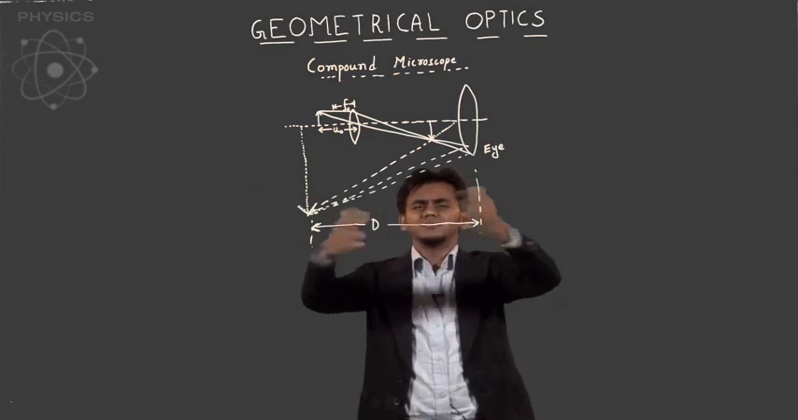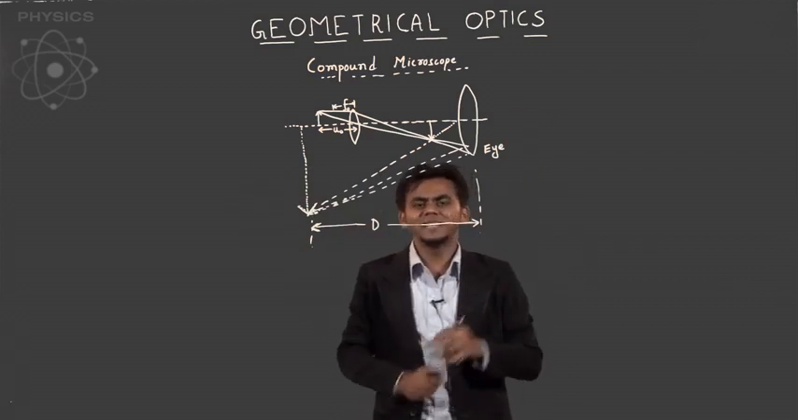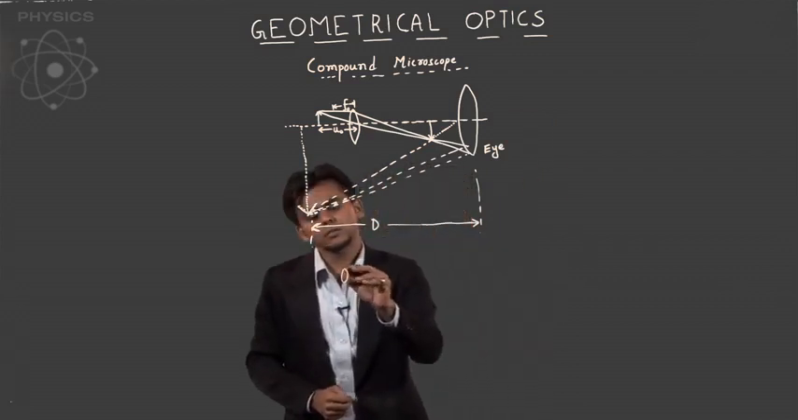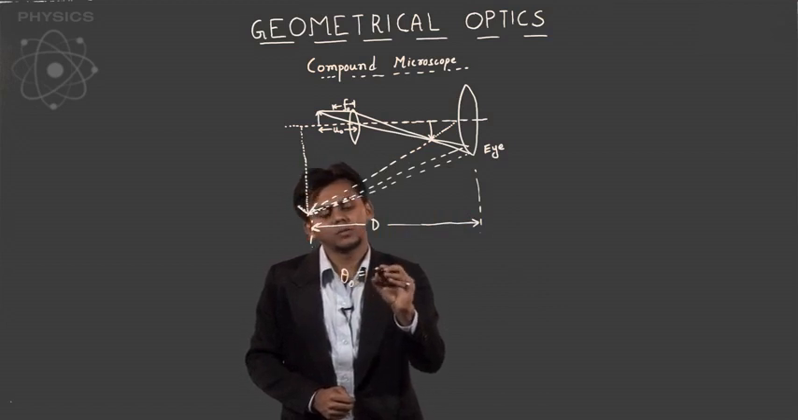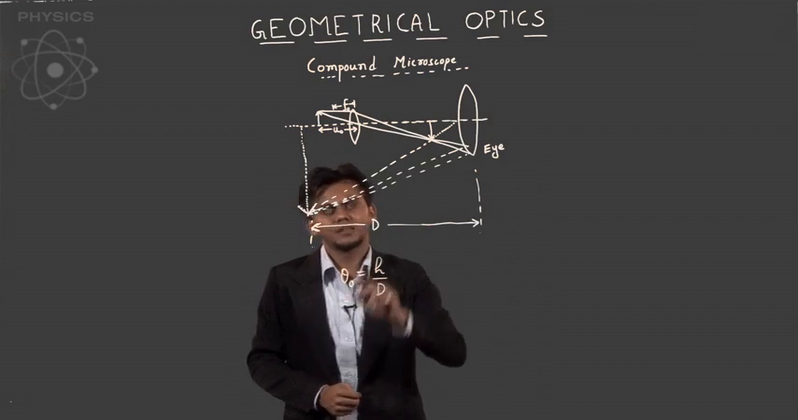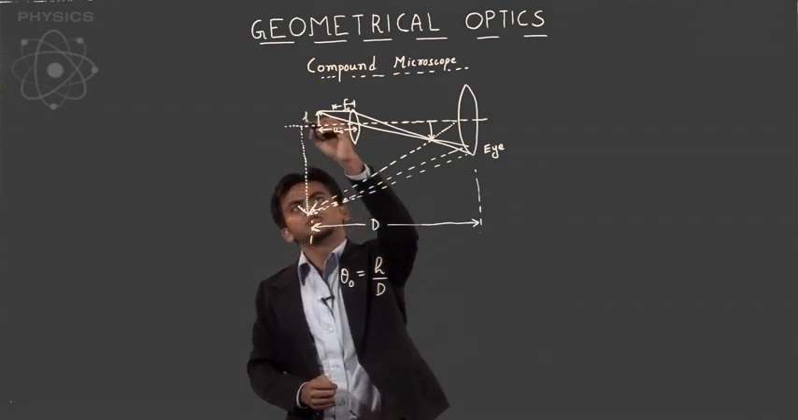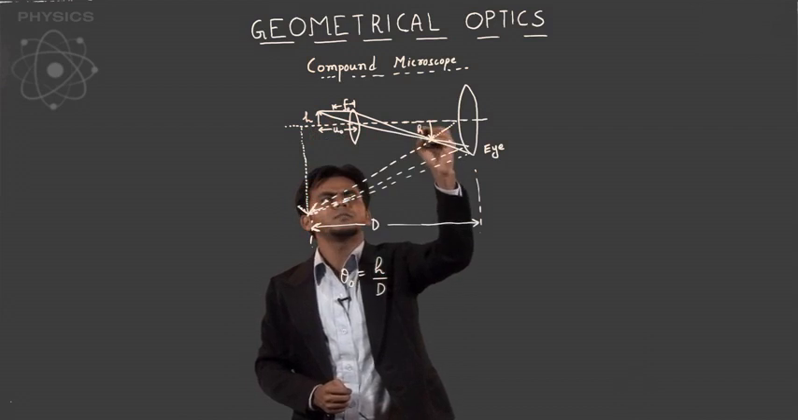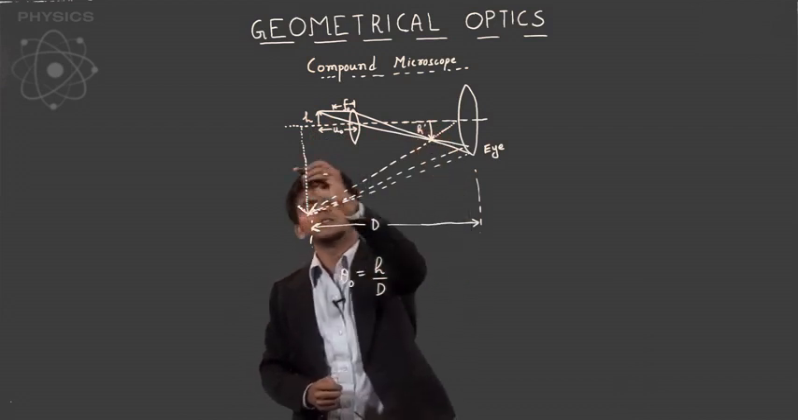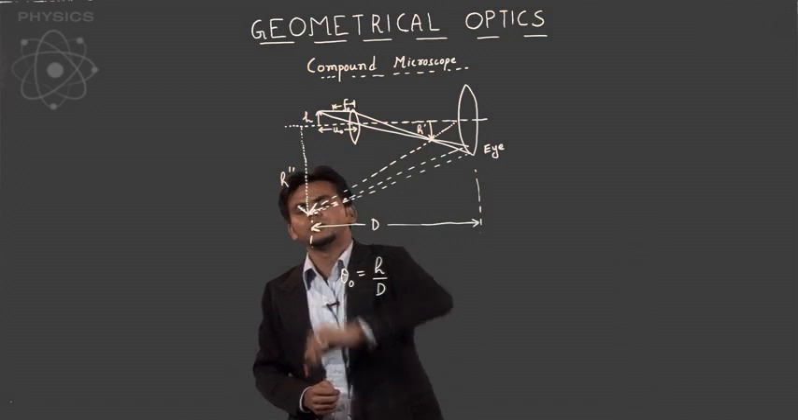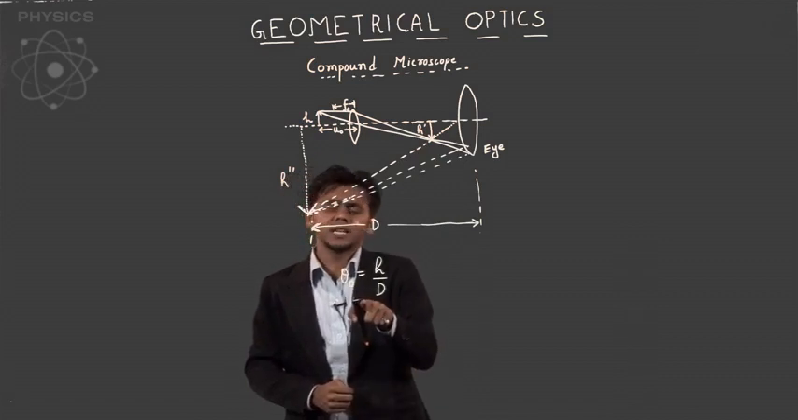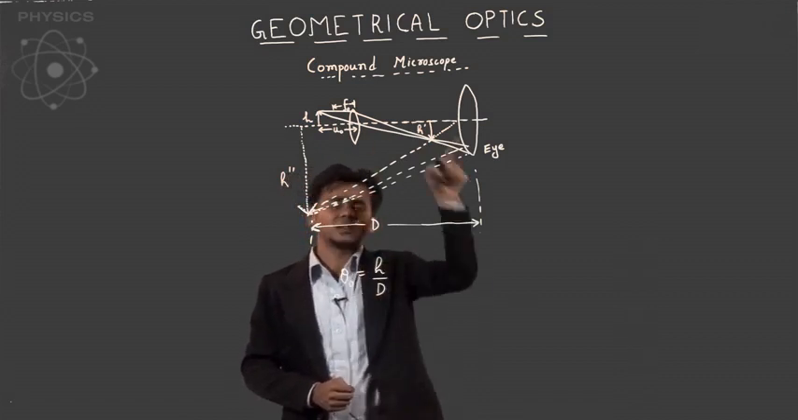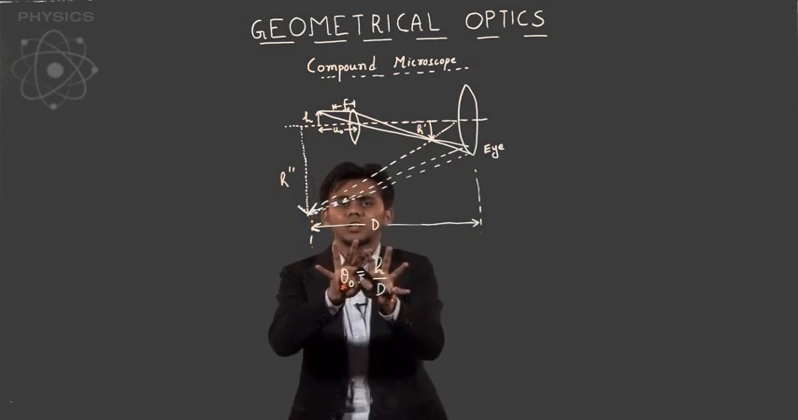Before this big setup, my theta naught was equal to h by d, right? This is your h. Now the height of this would be h prime or h dash, and the height of this would be h double prime. Theta naught is subtended by the eye without the setup. So this is without the compound microscope.